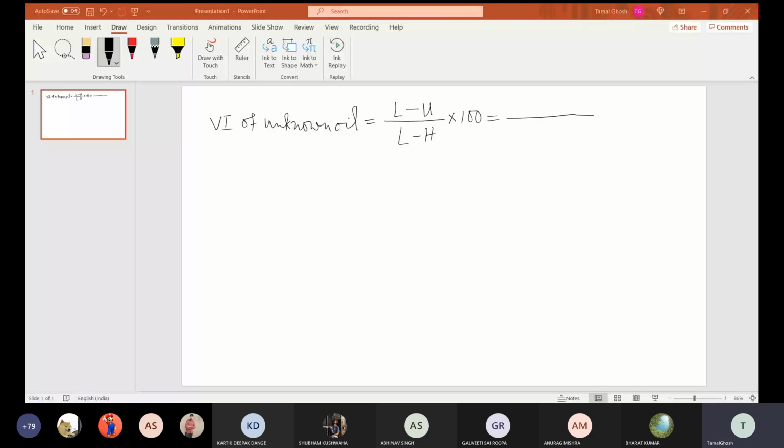So this is your formula. Now it is telling: the unknown oil viscosity at 100 degree Fahrenheit is 530, Gulf oil 780. Okay, so 780 is your Gulf oil, 530 is the unknown oil. 780 minus 530.